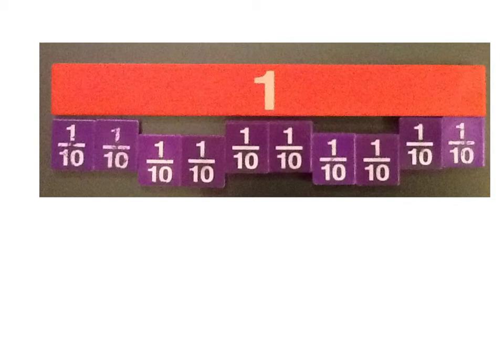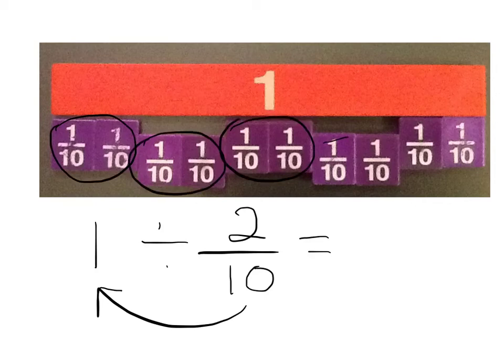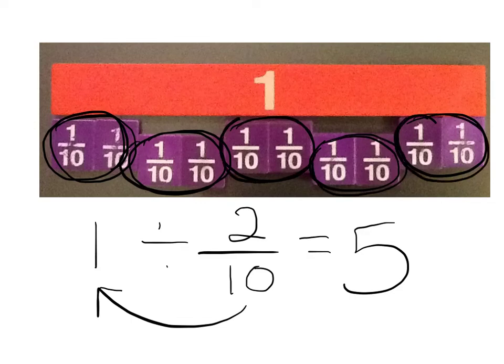Okay, so here is the answer to that problem. We had 1 whole. We wanted to know how many groups of 2/10 were in 1 whole. And we found out that there's 1, 2 groups, 3 groups, 4 groups, 5 groups. There are 5 groups of 2/10 in 1 whole. Notice I kept these as a group. 5 groups.